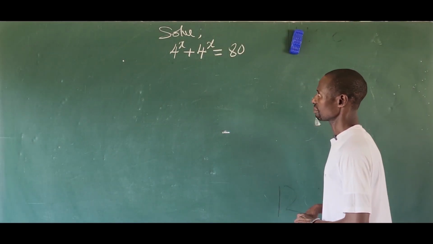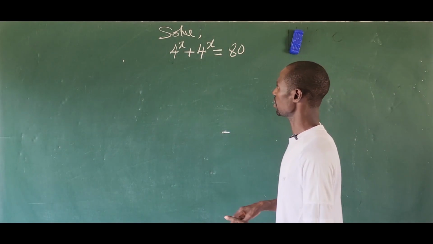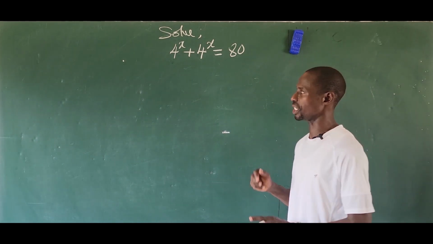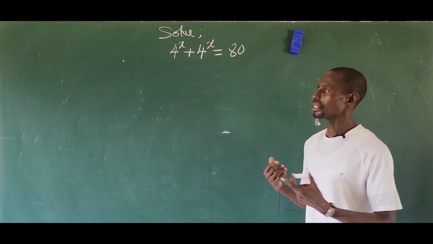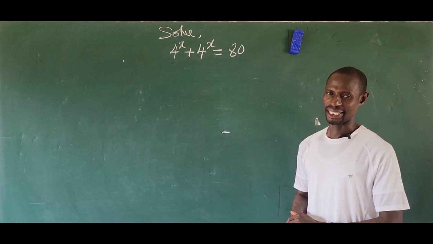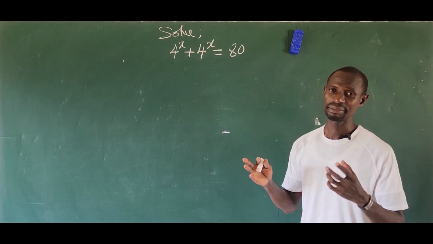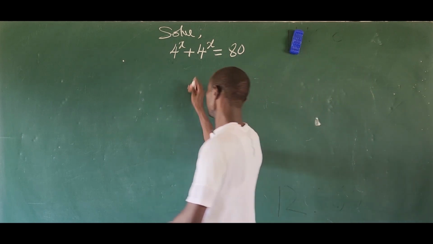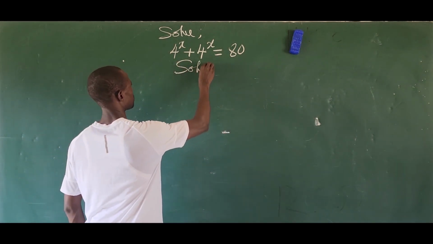Here the question is: solve 4 to the power of x plus 4 to the power of x equal to 80. This is a simple exponential challenge. The left-hand side quantities are of the same value, so we can factor one of them out. Okay, but first let's take our solution.